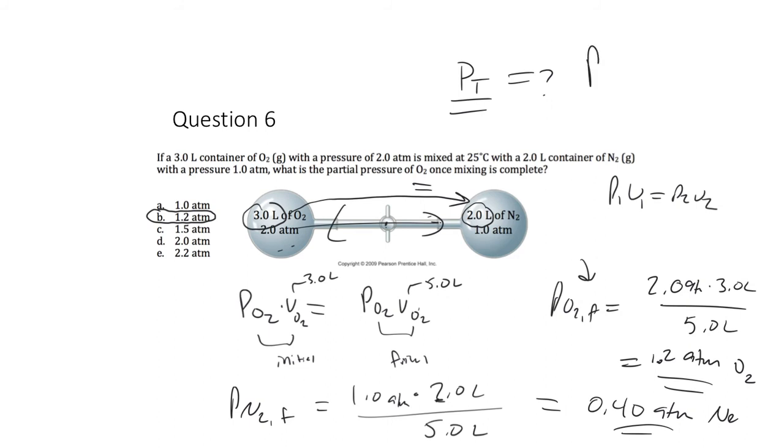And so our total pressure will be the partial pressure of nitrogen plus the partial pressure of oxygen once they mix. So that would be 1.6 atm, from 1.2 plus 0.4. So 0.4 for N2, 1.2 for O2, 1.6 for the total.